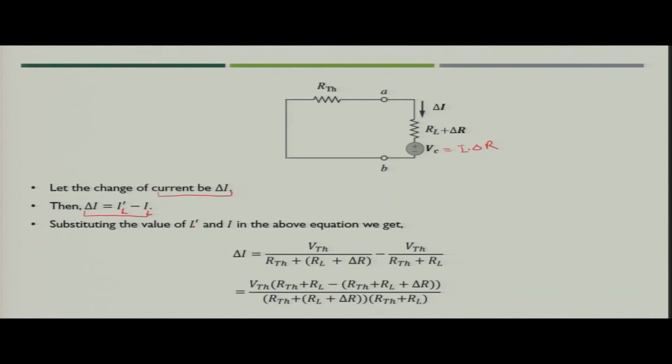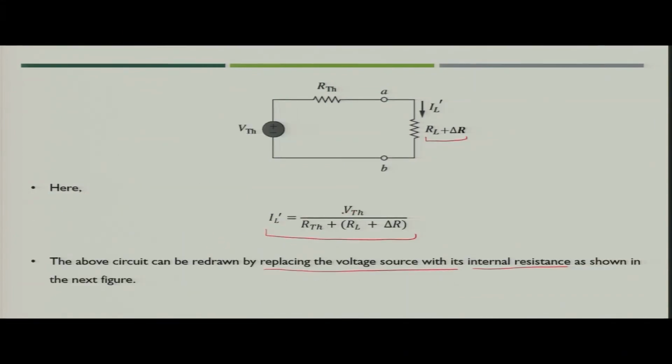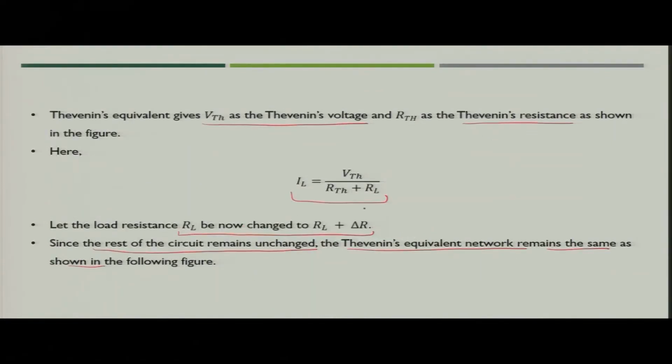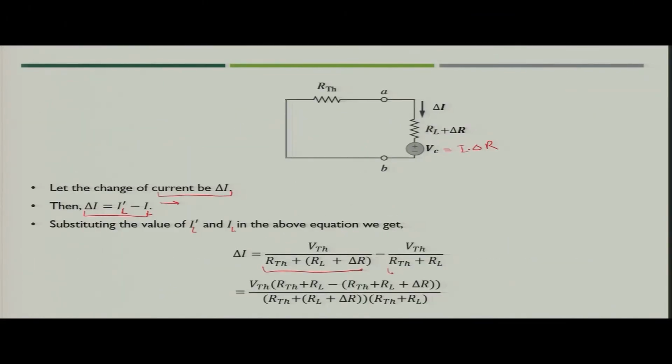Now, substituting the value of IL dash and IL in the above equation. So, this is the equation where you will put the value. Delta I is nothing but, what is IL dash? IL dash is nothing but Vth divided by Rth plus RL plus delta R. So, we have put the value for IL dash. What is the value of IL? IL was Vth upon Rth plus RL. So, we have again put the value of IL.